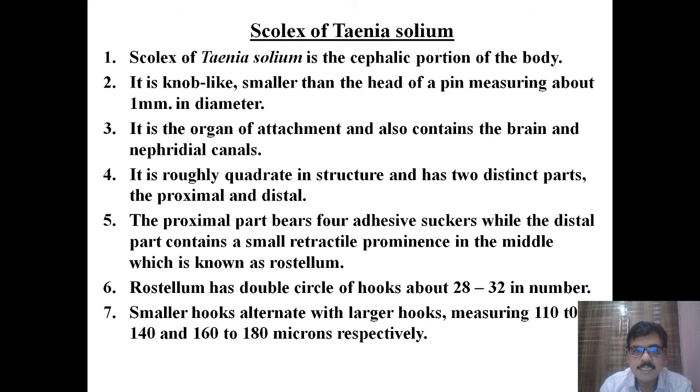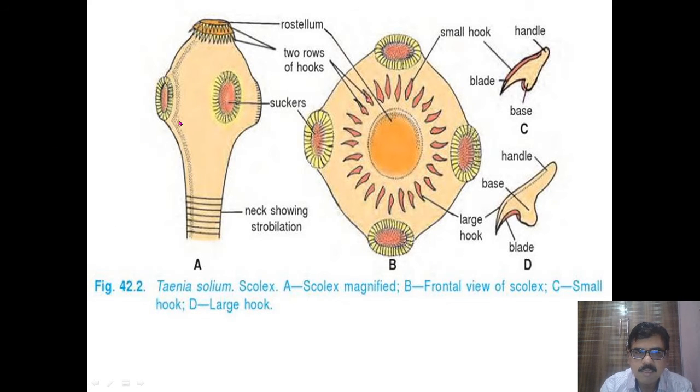Then the next slide is the scolex of Taenia solium. The scolex is the anterior end or the cephalic portion of the body. If you observe, this is the scolex or the anterior end of Taenia solium. It has two rows of hooks, that is the rostellum, and along with that it has suckers: one sucker, two, three, and four suckers. And this is the rostellar part, which has the small hooks and the large hooks.